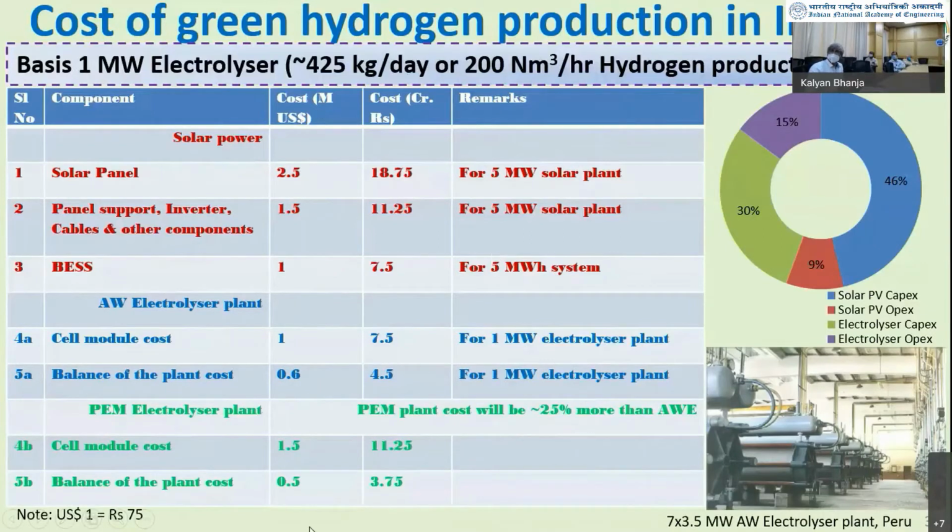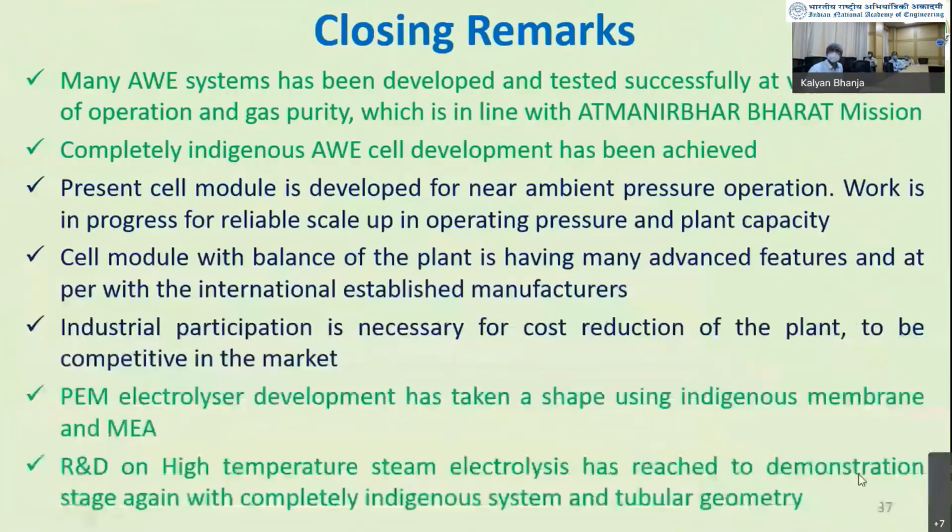And how we are doing nowadays, people are using modular electrolyzers. If capacity has to be increased, simply this number has to be multiplied. Like this is one plant at Peru. They are using 3.5 megawatt for each electrolyzer, and they have made 7 electrolyzers in series to make around 25 megawatt.